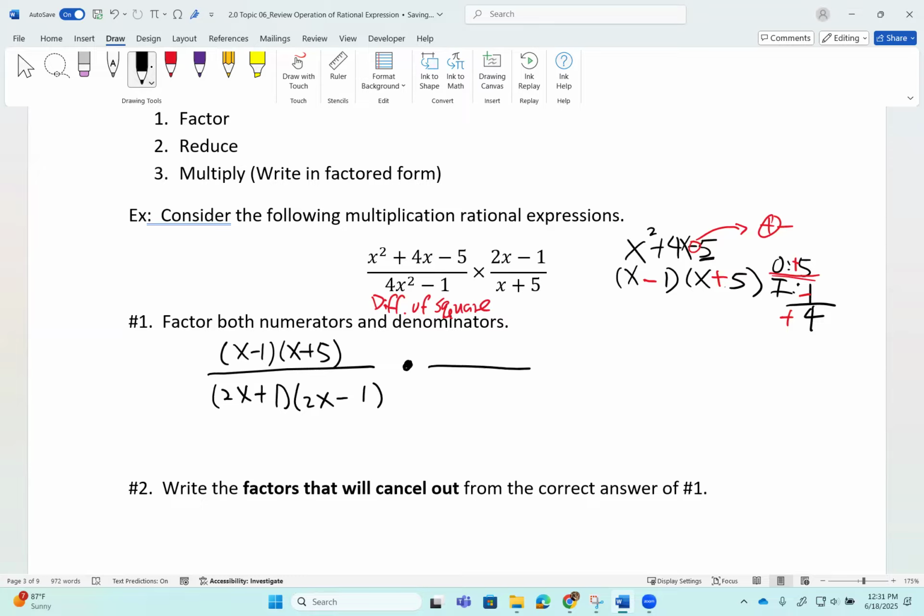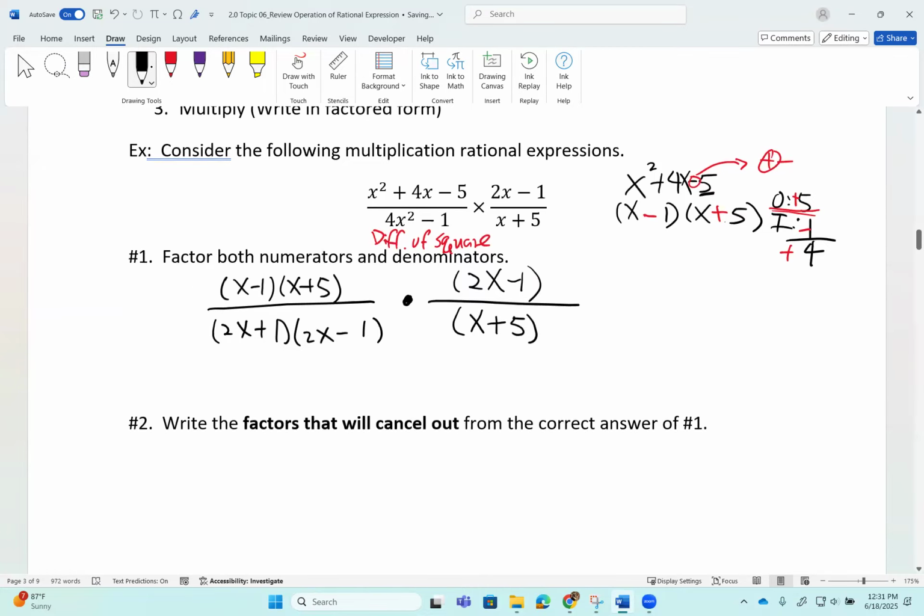Times 2x minus 1, there's nothing to be factored out. This is not a trinomial, not factoring by grouping, right? Not difference of squares. So there's nothing to factor other than 1. So I will put the 2x minus 1 in the parentheses to illustrate I have factored out a 1. Okay, very important. Same thing with the x plus 5, nothing to factor out other than 1. So I put x plus 5 in the parentheses to illustrate I factored out a 1 in front of it.